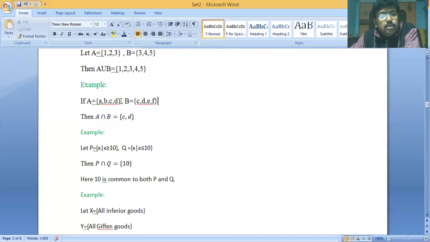So now look at this. A is the set A, B, C, D. B is the set C, D, E, F. So A intersection B, this symbol means intersection. Intersection means what is common between the two sets.